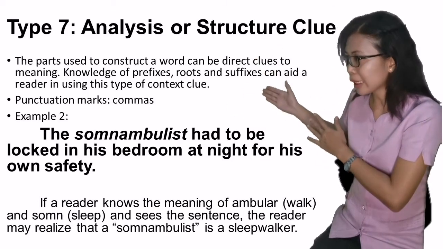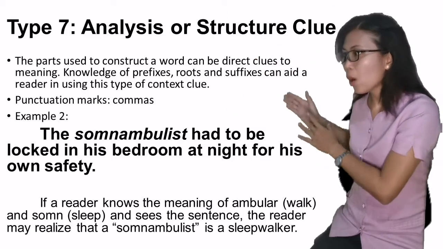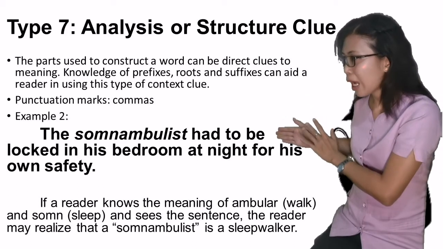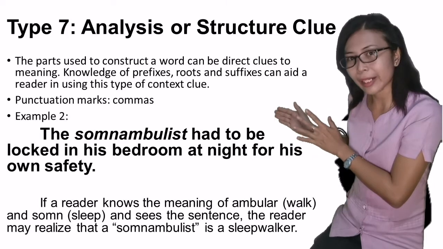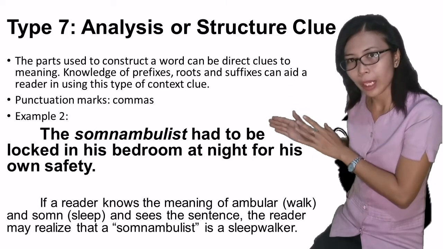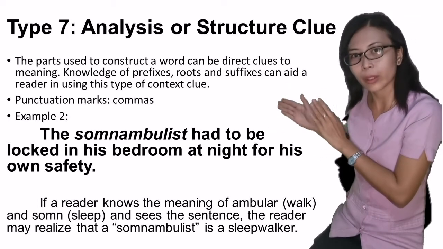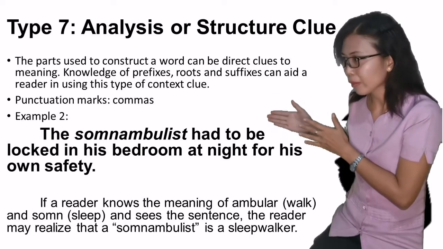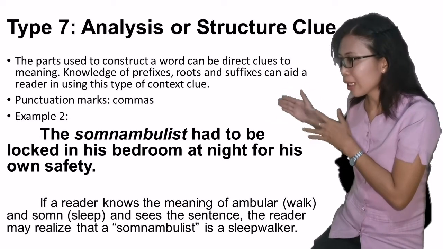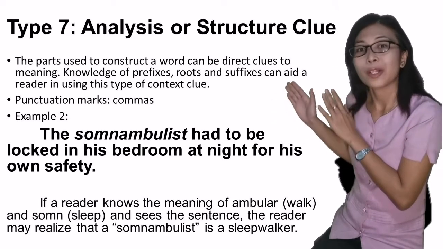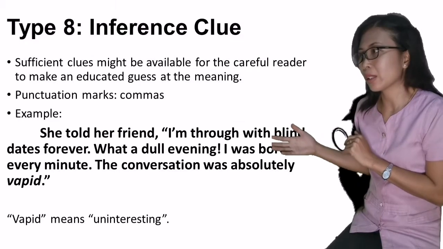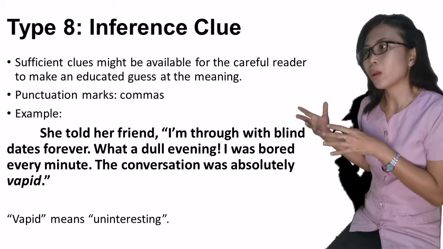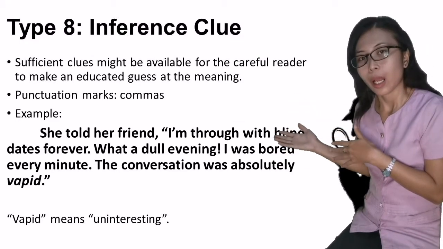That is why the nature of the sentence goes like this. The somnambulist had to be locked in his bedroom at night for his own safety, because the somnambulist there is a sleepwalker, and in order for that sleepwalker to be safe, he has to be locked in his bedroom during night. We are now in the 8th type of context clue, and that is called the inference clue.